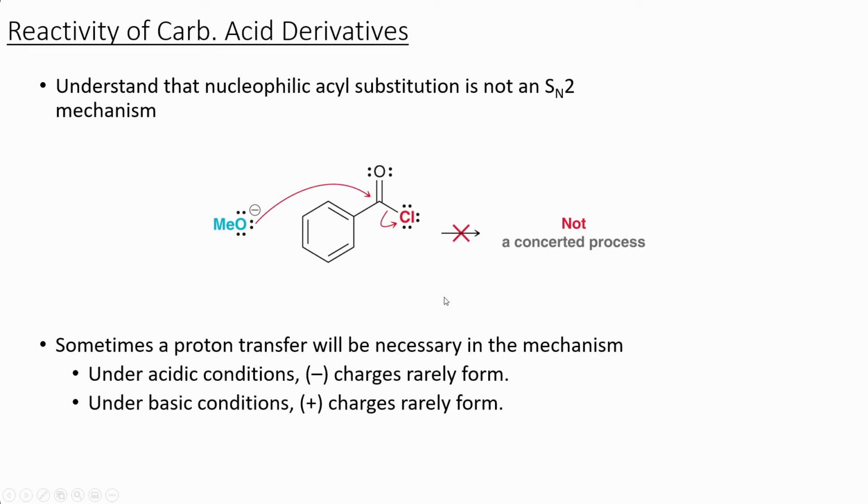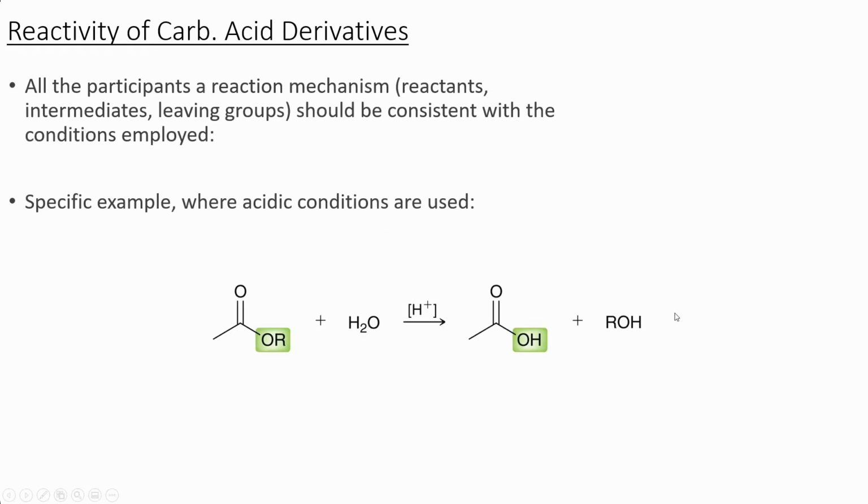Sometimes in order to facilitate this entire process, we will need to use a proton transfer, and we should keep in mind the conditions that the reactions run in when we go to draw this mechanism out. Under acidic conditions, we're rarely going to form a negative charge, and under basic conditions, we're rarely going to form a positive charge. So based on whichever conditions we use, we should have consistent charges and intermediates.